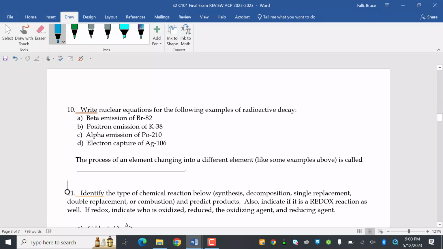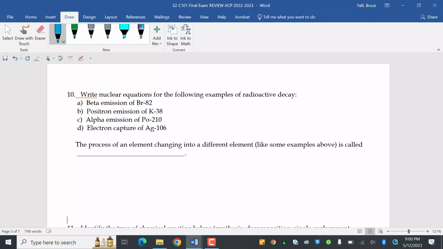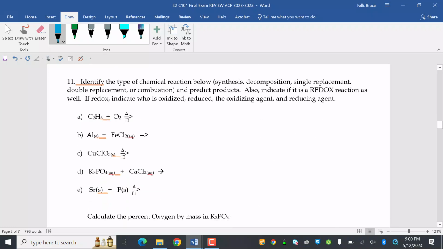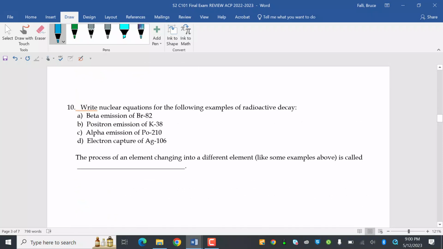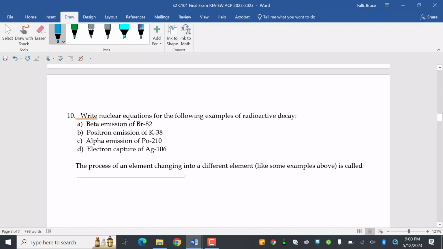All right, let's give myself some more room here. Write a nuclear equation for the following examples of radioactive decay. Beta emission of bromine 82. Let me hit pause. I paused because I wanted a periodic table. My periodic table might differ just by the last digit from the one given to you, but I'm still going to roll with it.